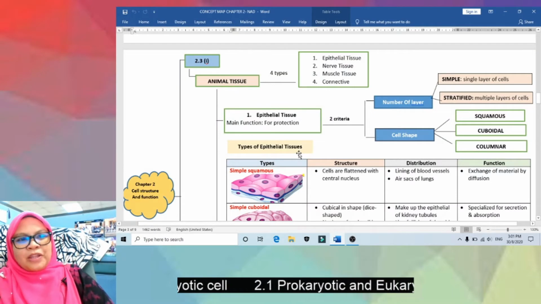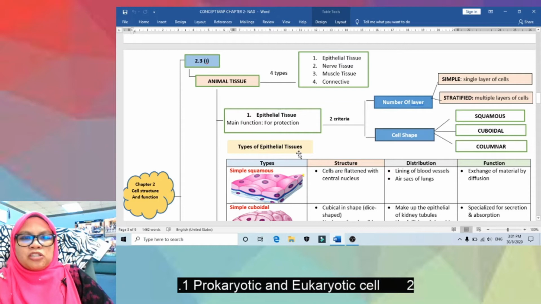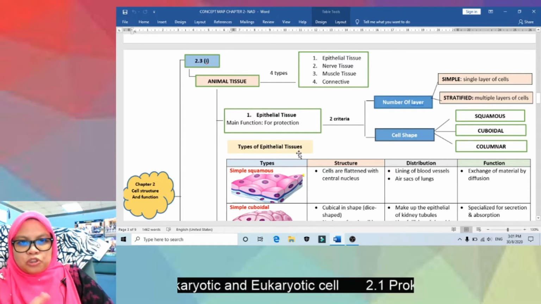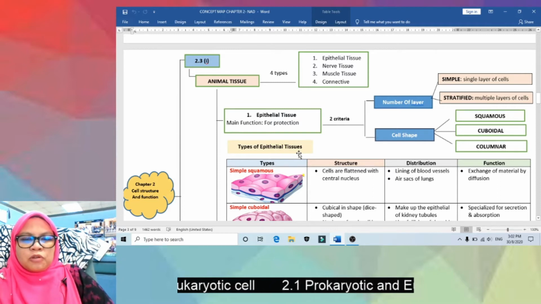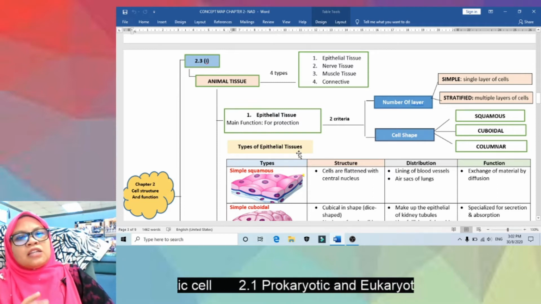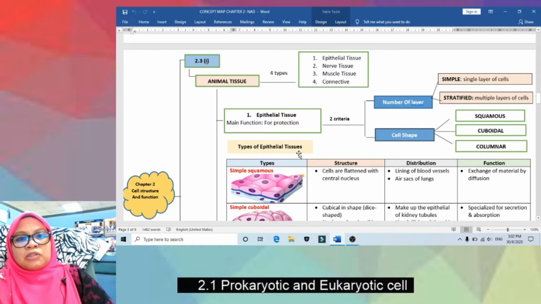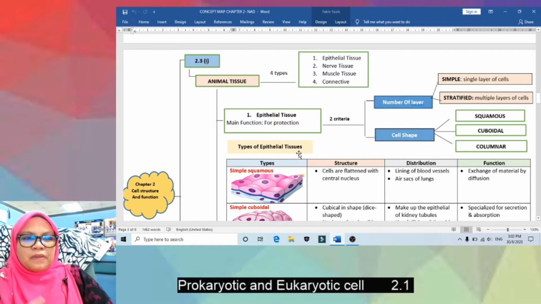Hi, Assalamualaikum. So we're going to continue with chapter 2. Now we're going to proceed to 2.3, cell group into tissue. For this, I will divide it into two. The first part, we're going to discuss the animal tissue, and the second part, we're going to discuss the plant tissue. Let's start with the animal tissue.